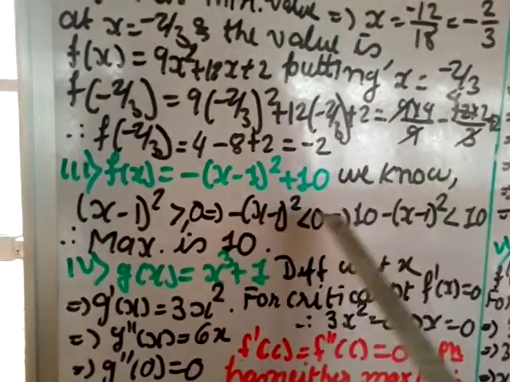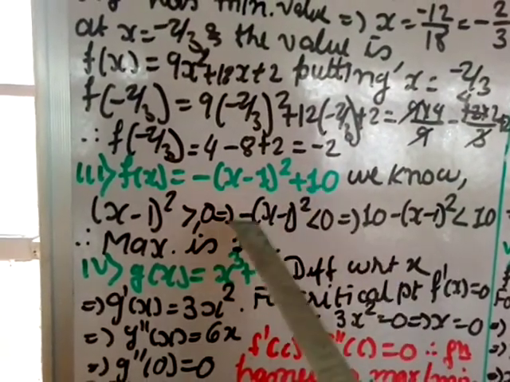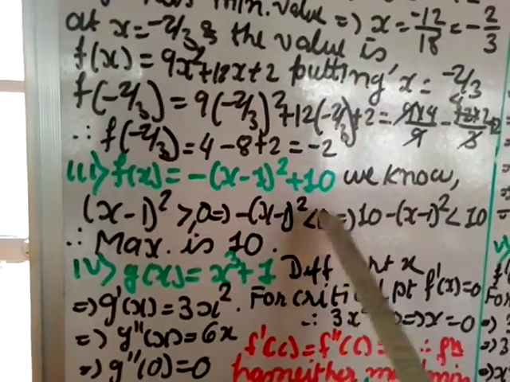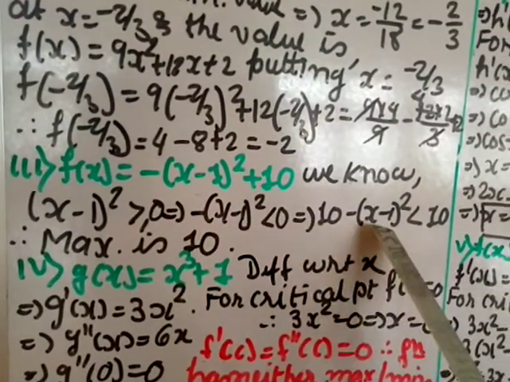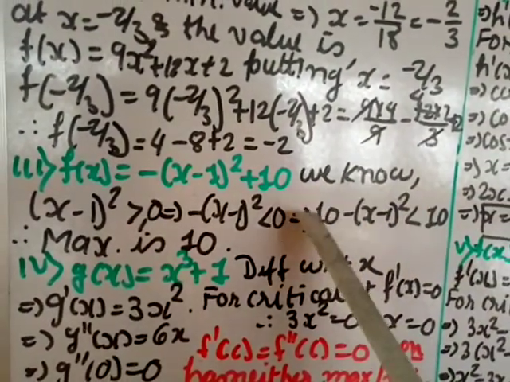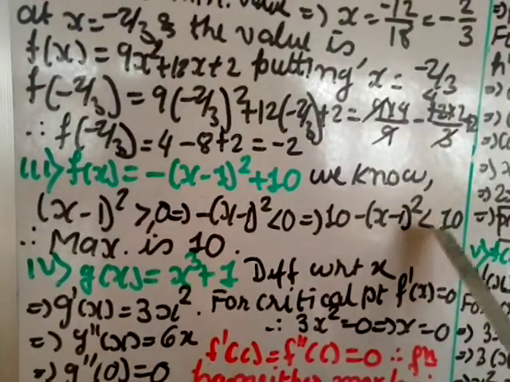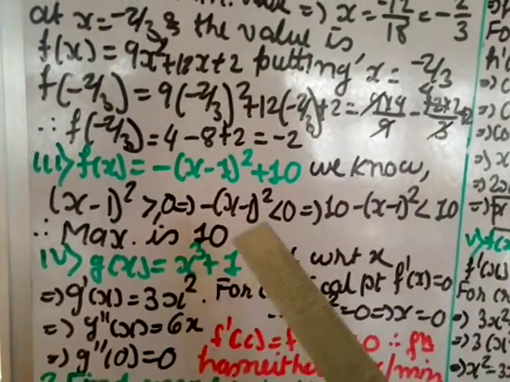Okay. And then again I want plus 10, so I add 10 on both sides. So you get 10 minus (x minus 1) whole square less than or equal to 10. So what you get, this value is less than or equal to 10. That means 10 is the maximum value for the given function.